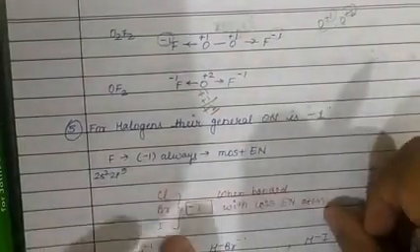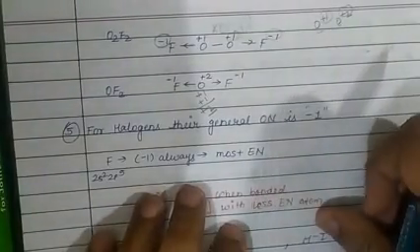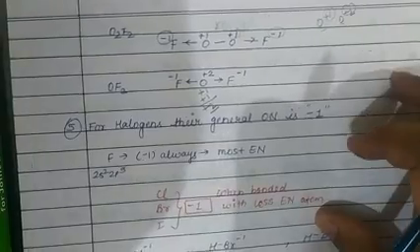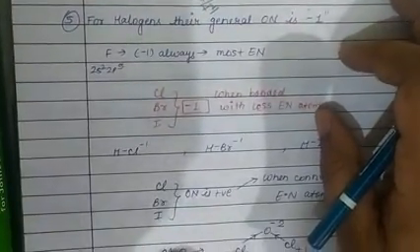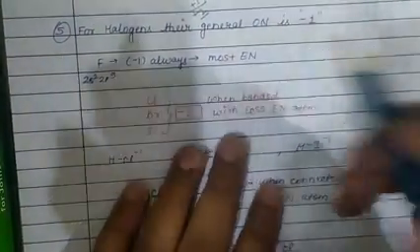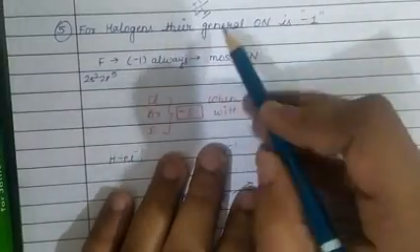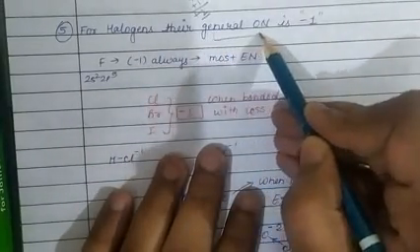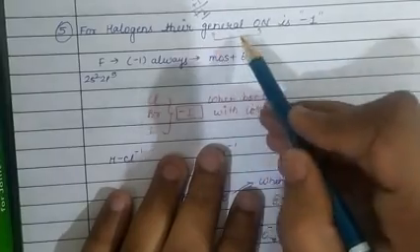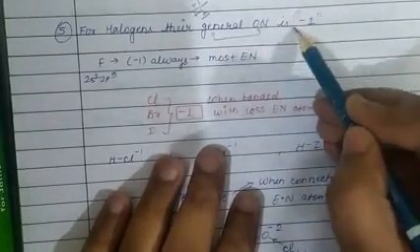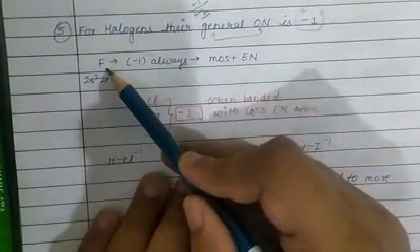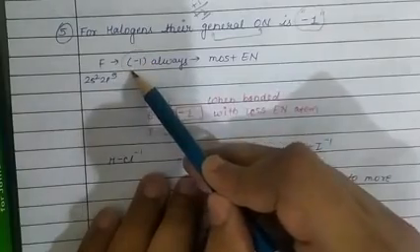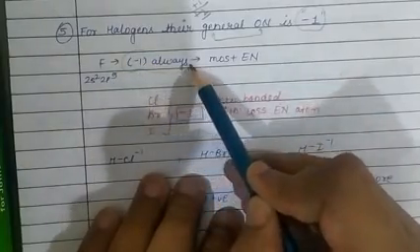Now we will see the next case, the oxidation number for halogens. See what the oxidation numbers are in the case of halogens. Basically, for halogens, their general oxidation number is -1. For example, fluorine will show only one oxidation state of -1.